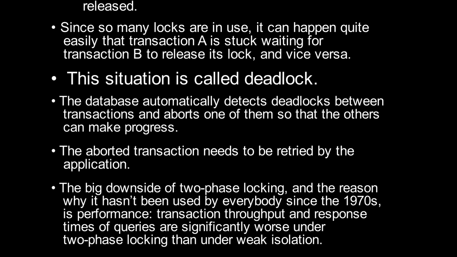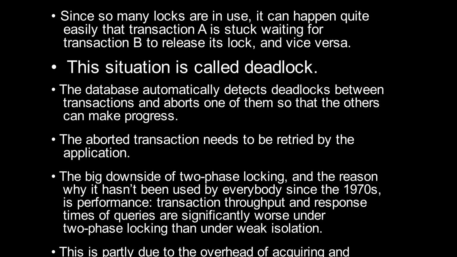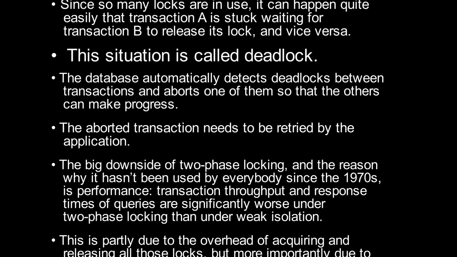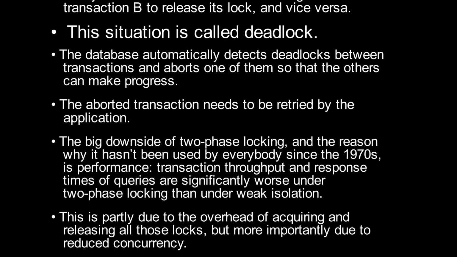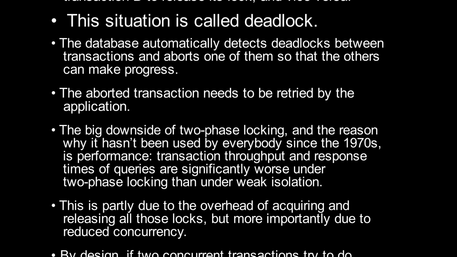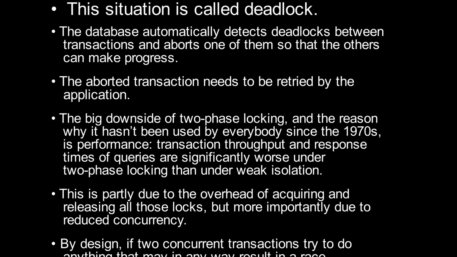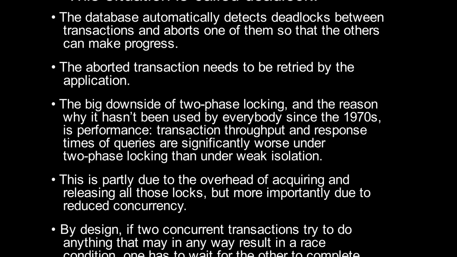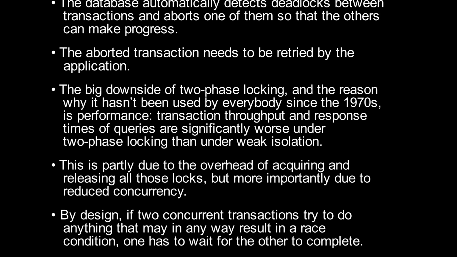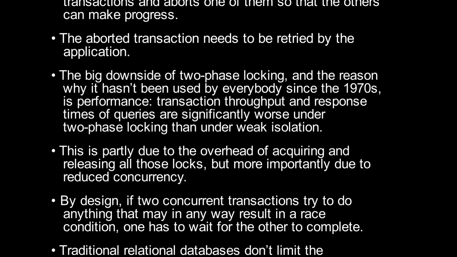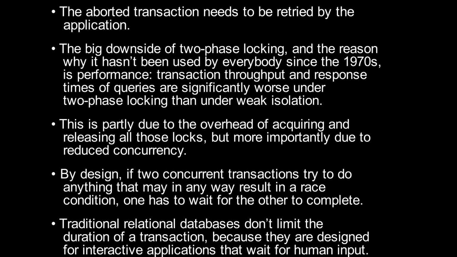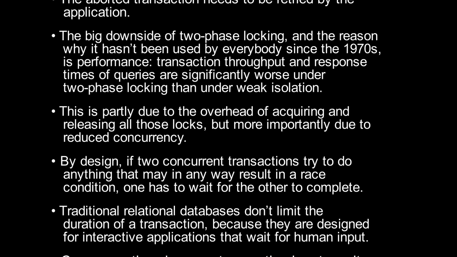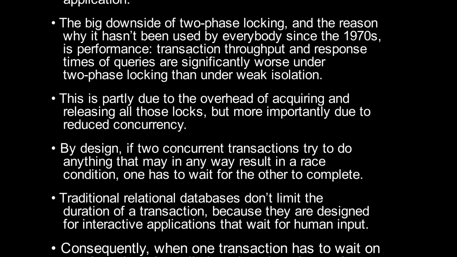The big downside of two-phase locking, and the reason why it hasn't been used by everybody since the 1970s, is performance. Transaction throughput and response times of queries are significantly worse under two-phase locking than under weak isolation. This is partly due to the overhead of acquiring and releasing all those locks, but more importantly due to reduced concurrency. By design, if two concurrent transactions try to do anything that may in any way result in a race condition, one has to wait for the other to complete.